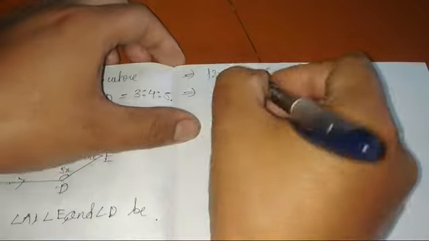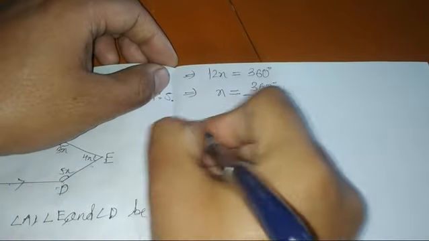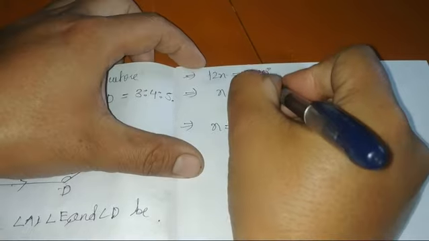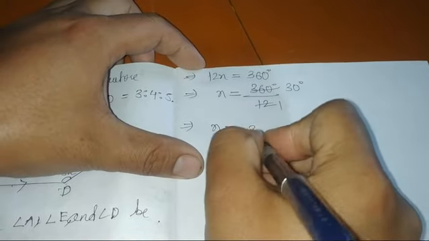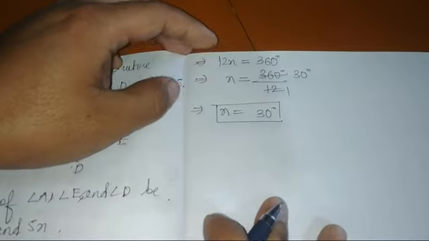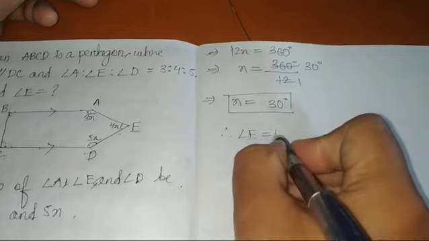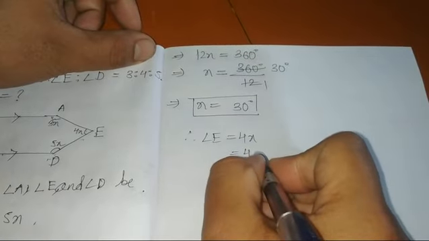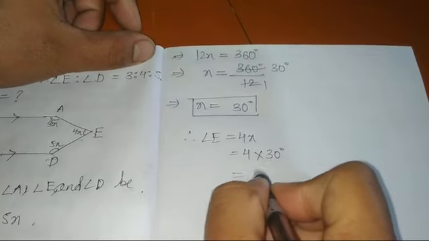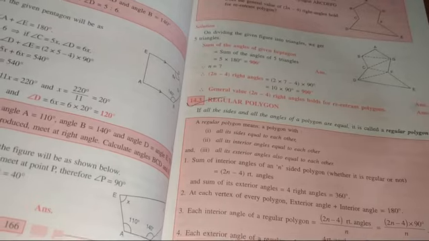So we get 12x equals 360. Therefore x equals 360 degrees divided by 12. On calculation, 12 threes are 36, so x equals 30 degrees. As x equals 30 degrees, angle E, from the figure, is 4x. So 4 into 30 degrees will be 120 degrees. Okay, pause the video.